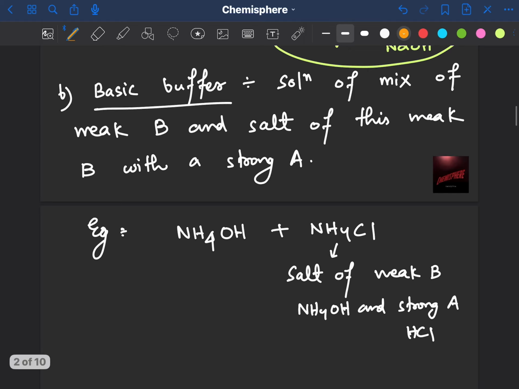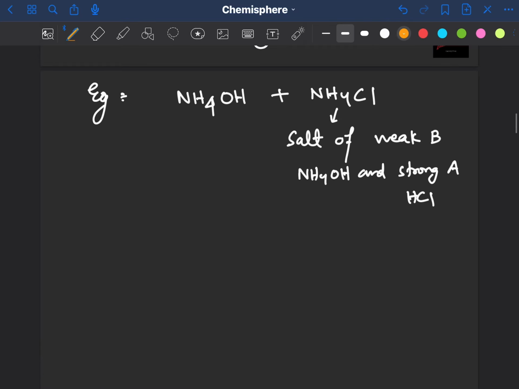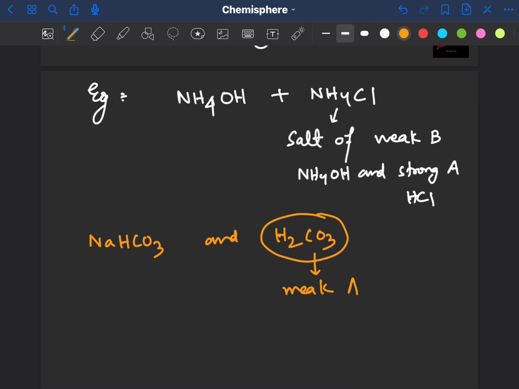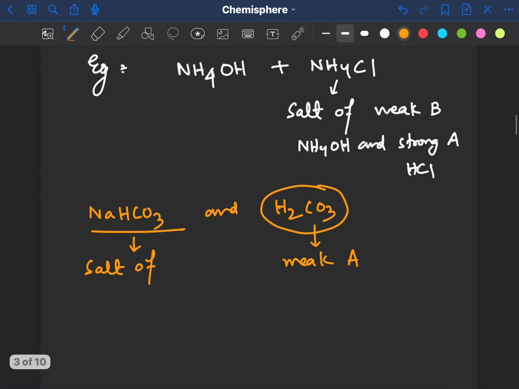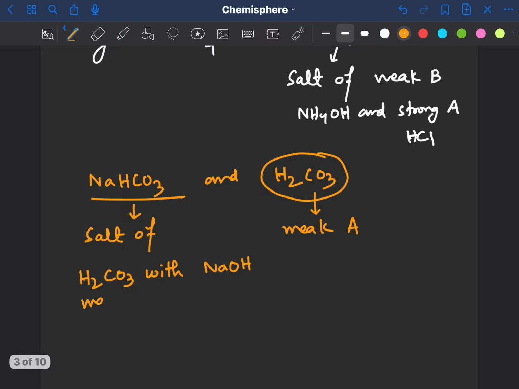In the question, we have a mixture of NaHCO3 and H2CO3. This is clearly an acidic buffer, because H2CO3 is a weak acid and NaHCO3 is the salt of the weak acid H2CO3 with a strong base NaOH. So this is a salt of a weak acid with a strong base, and therefore this will form an acidic buffer mixture.